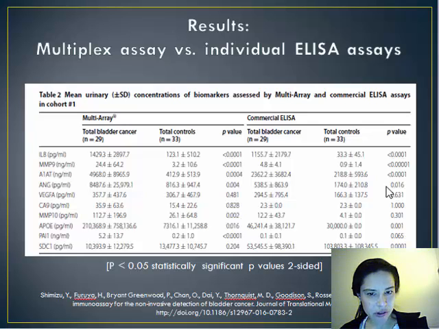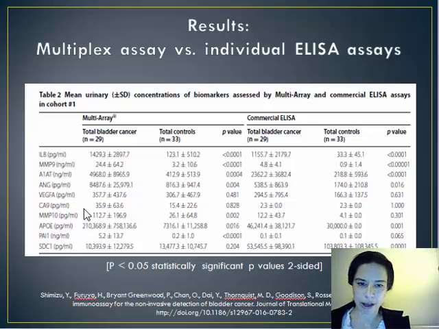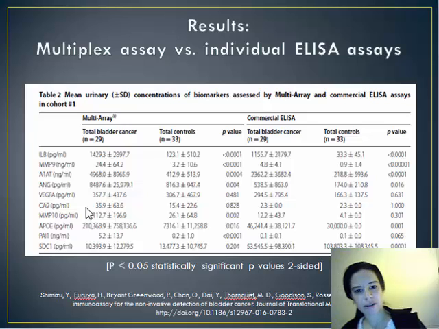Here are just the values comparing the multiplex assay on the left and the commercial assay on the right. We have the 10 biomarkers, and we have the mean urinary concentration of them that were assessed by these two techniques. And so the main purpose here was to see, okay, which of these 10 biomarkers are elevated in your bladder cancer patients versus your control. Because obviously if you don't really see a difference, either that means that your assay is not working, or that particular biomarker is not relevant because it's not really showing a difference.